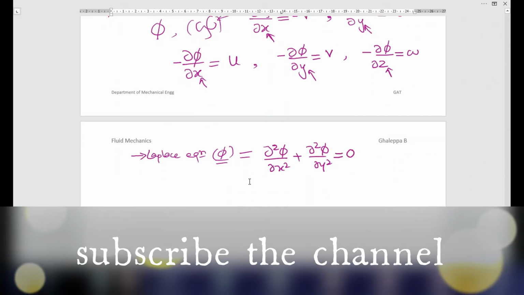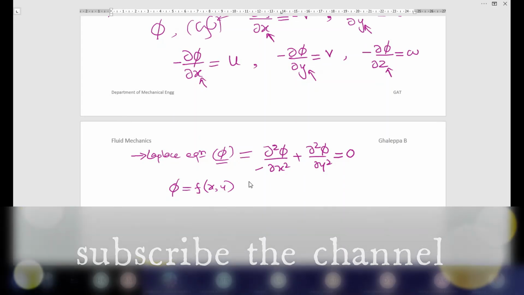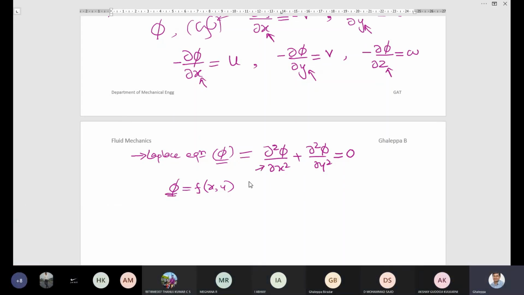So what is the significance or purpose of this Laplace equation? In the question paper you will be given the value of phi. It is not a definite number, it is a function of some x, y, some equation. So you need to calculate the derivative of phi with respect to x as well as with respect to y, and substitute in this equation. If you get equal to 0, then it is a case of fluid flow. For 4 marks or 5 marks it will be asked. Or if it is not equal to 0, then it is not a case of fluid flow.